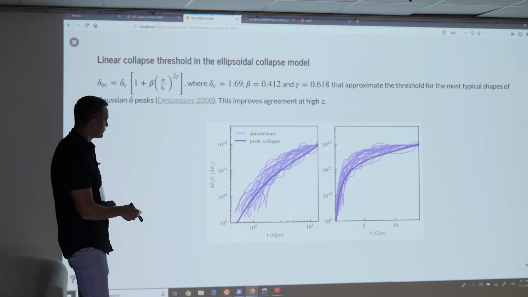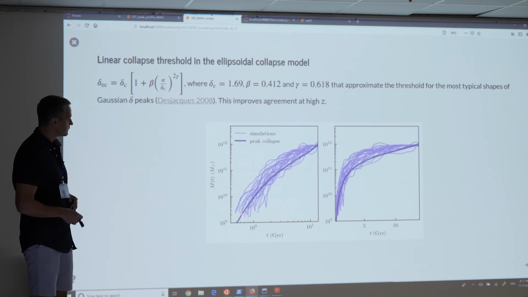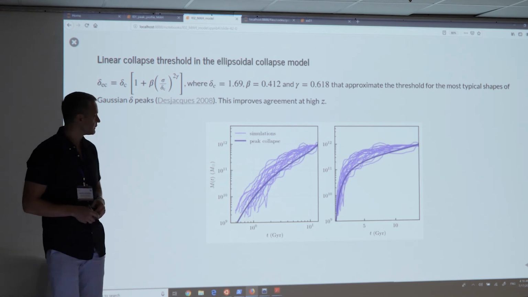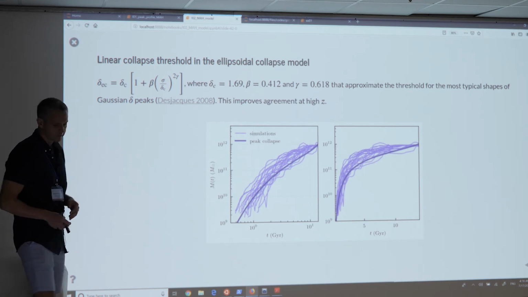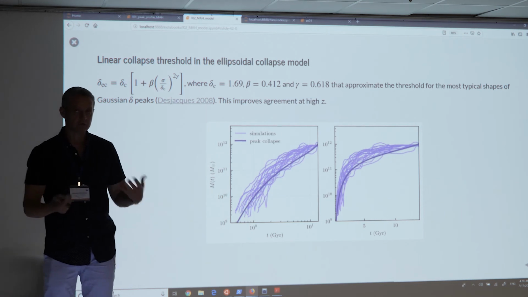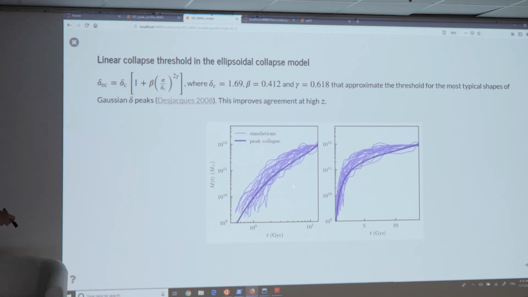And this is what you get for exactly the same profile as before, but using this threshold as opposed to this one. You can see that at high masses, the line now goes close to the median of the simulation results. At low masses, we still have an issue. So it means that this issue is not part of spherical versus ellipsoidal collapse, but at high masses you could see that the main reason the model was still discrepant at some level was the fact that the spherical collapse model was too simplified.